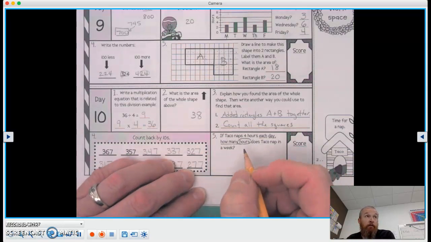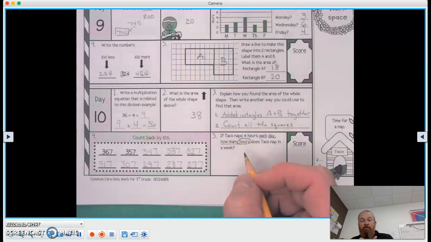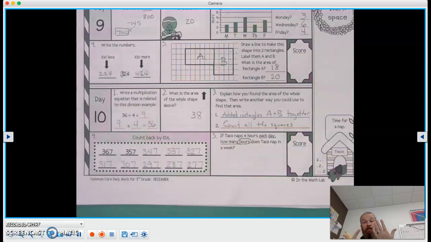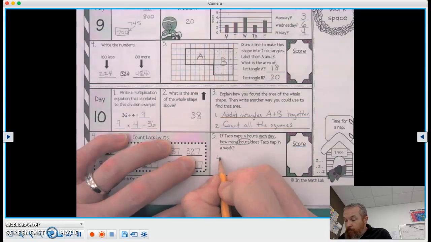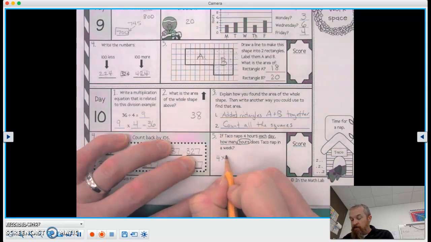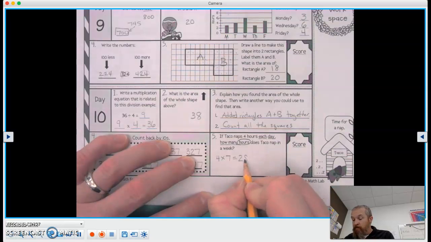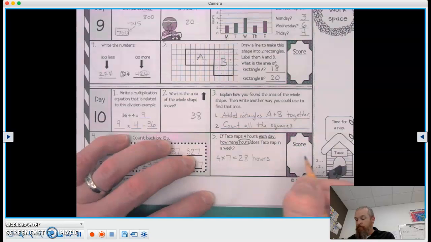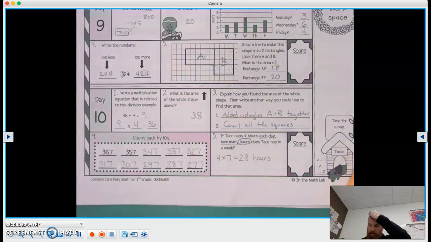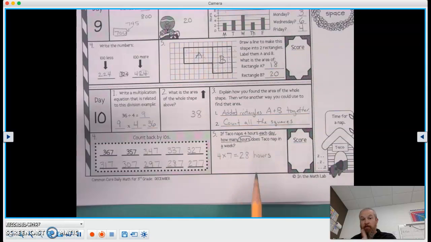So if Taco naps 4 hours each day, we can think of it as how many days in a week? Sunday, Monday, Tuesday, Wednesday, Thursday, Friday, Saturday, 7. So we have 4 hours each day times 7 days equals 28, and the label is hours. Woo! A week means 1, right?